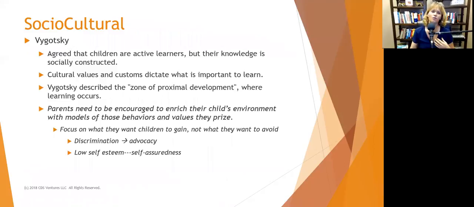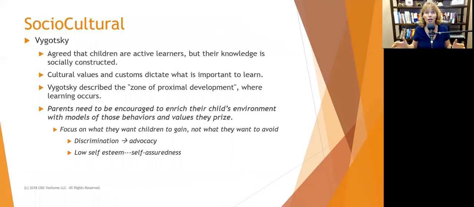Sociocultural. I know we're just building layer on layer here. Sociocultural is Vygotsky, and he agreed that children are active learners, but their knowledge is socially constructed. So Vygotsky and Bandura kind of working together. Their cultural values and customs dictate what's important to learn, and they get all this information from what Vygotsky called the zone of proximal development, which means the kid's microsystem and mesosystem, basically, which is what we're going to learn about in a minute. But the places the child interacts with regularly and the things the child sees regularly, that's their zone of proximal development.